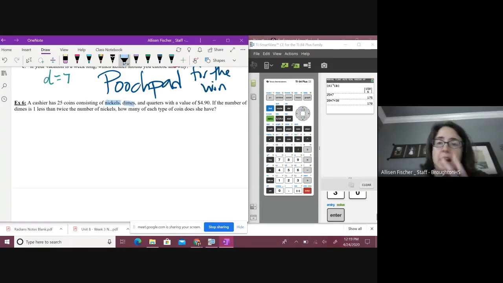Nickels, dimes, quarters. So that's 3 items that you have there. When you have 3 items, that means you're going to have 3 equations. So in terms of matrices, we are going to have a 3 by 3 matrix. So out of this tiny little word problem, we are going to have to come up with 3 equations.